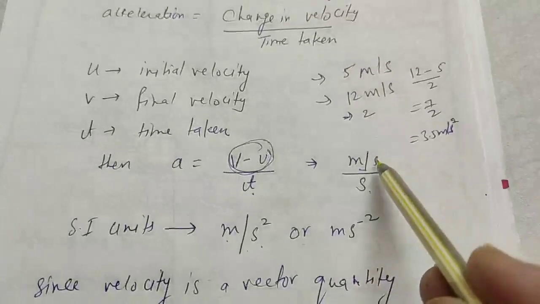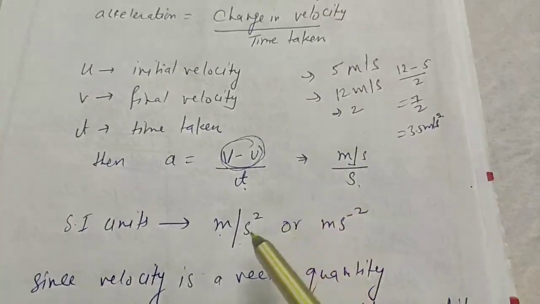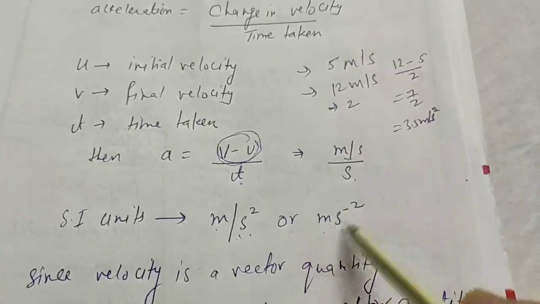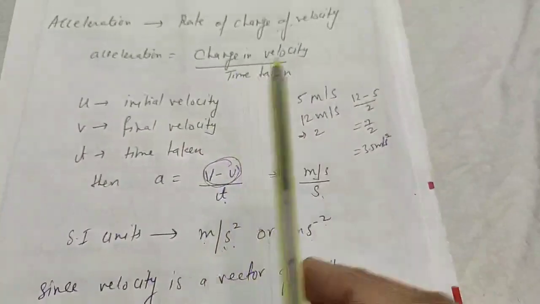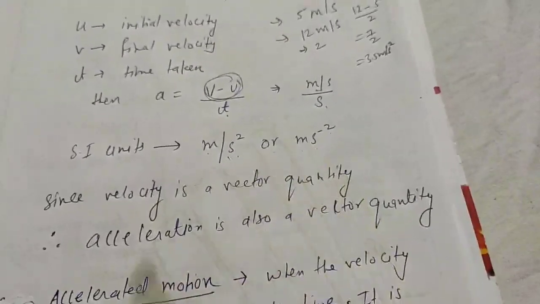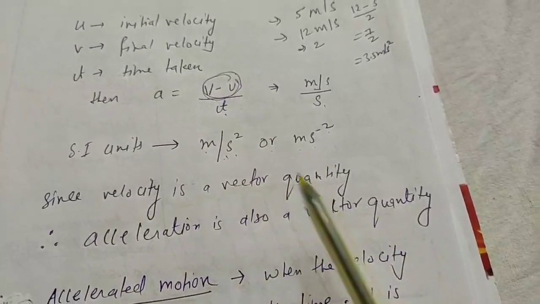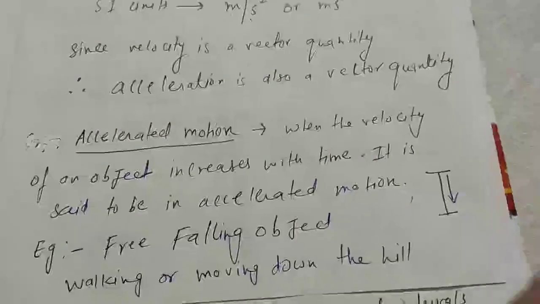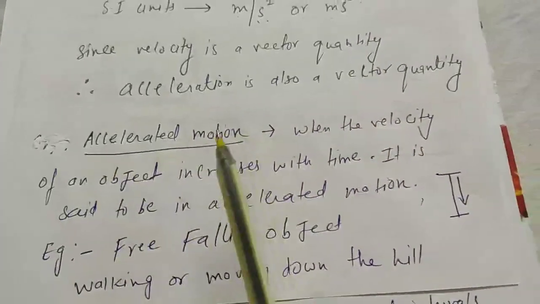So the speed unit was meters per second, but for acceleration it is meters per second square, or m s to the power minus 2. Clear? Since acceleration depends upon the change in velocity, it is also a vector quantity, because velocity is a vector quantity. Clear?